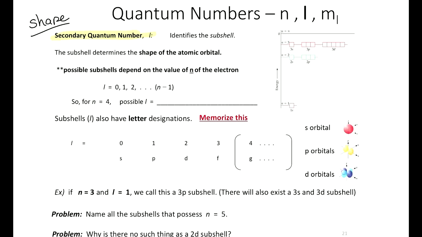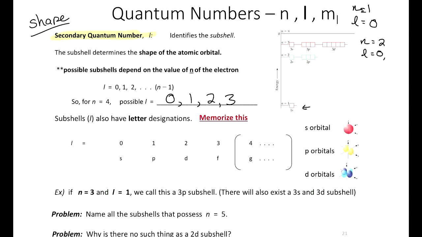All right, so for any particular n value, the possible L values always start at 0 and are all the integers up to n minus 1. So what that means is if I have an n equals 4 energy level, my possible L's I can have are 0, 1, 2, 3, and that's it, because n equals 4. So I can have all the integer values up until 4 minus 1. So for n equals 1, what are the possible L values? Just 0. That's it. And that's what we see here. For an n equals 2 energy level, what are my possible L values?